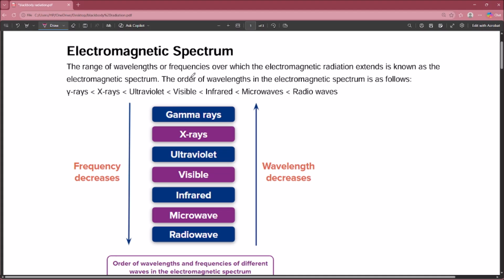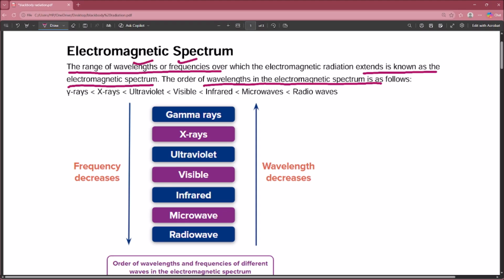So first we will start from electromagnetic radiation. What is electromagnetic radiation? We know about electromagnetic waves. The range of wavelengths or frequencies over which the electromagnetic radiation extends is known as the electromagnetic spectrum, in which the number of electromagnetic radiations are distributed over their increasing or decreasing wavelength or frequency. The order of wavelength in the electromagnetic spectrum is as follows.